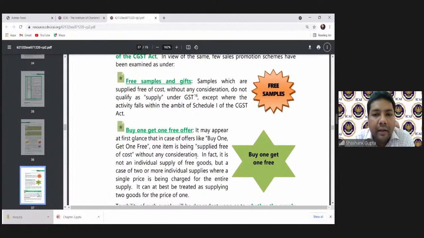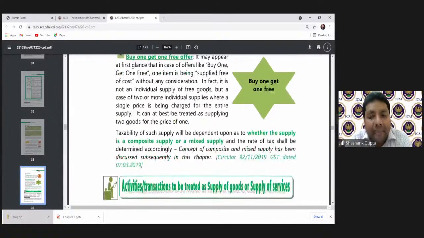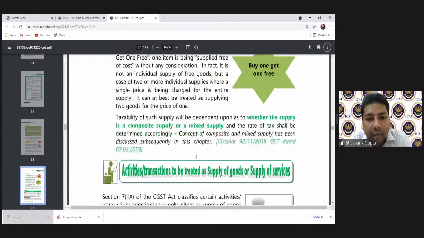Similarly, buy one and get one free. It may appear like one item is being supplied free of cost without any consideration. But in fact, it is not an individual supply; a price is being charged. And it at best can be treated as supplying of two goods at the price of one.